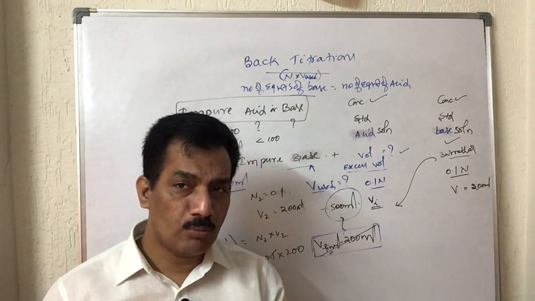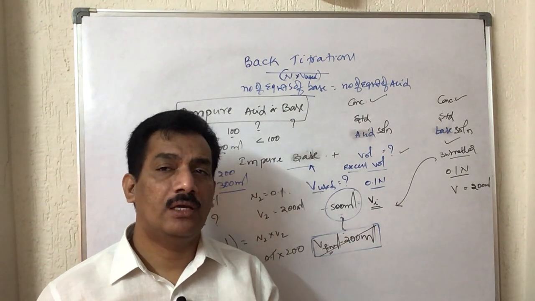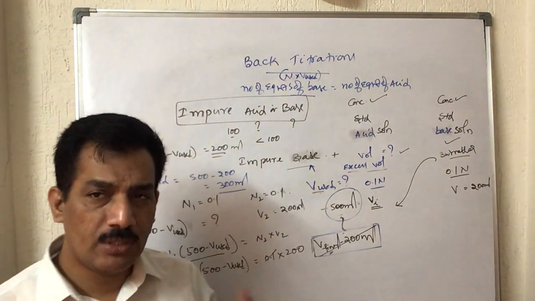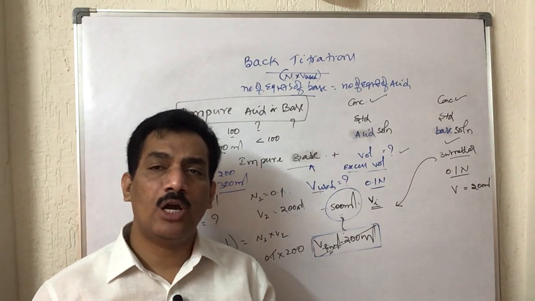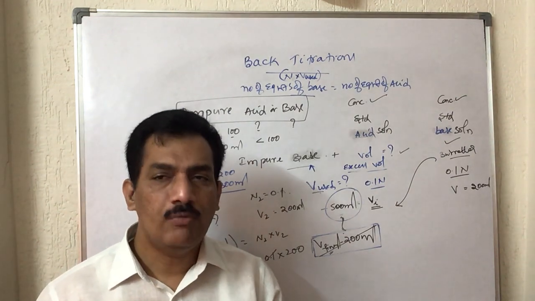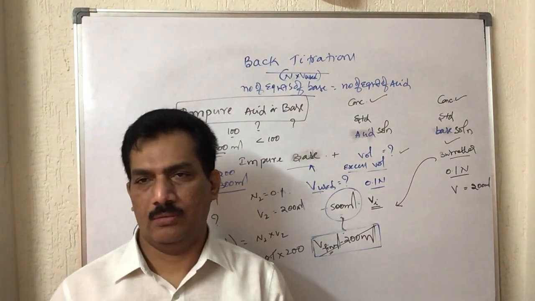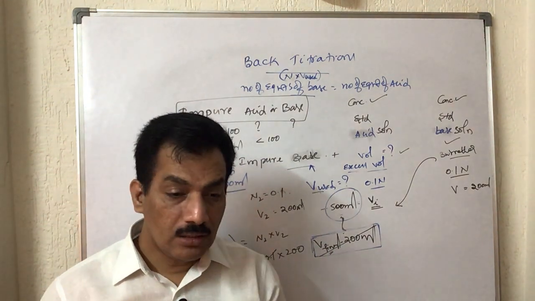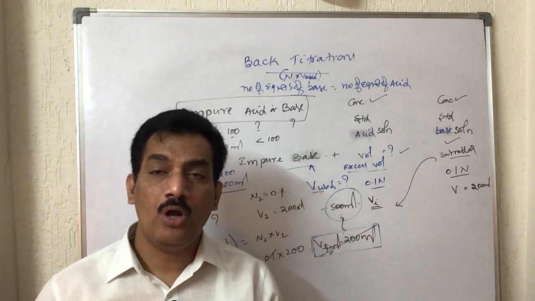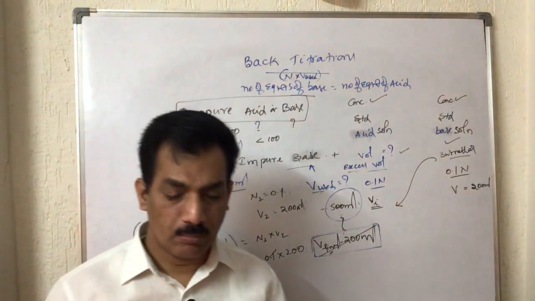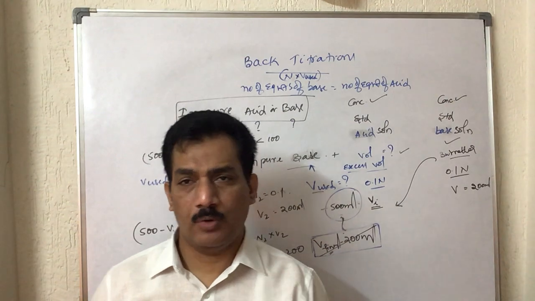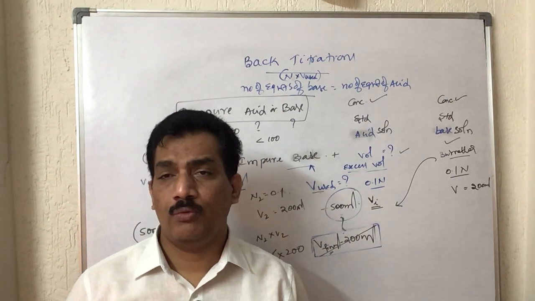If that impure compound is acid, we take an excess amount of standard basic solution. If that impure compound is base, then we take an excess amount of standard acid solution. Clear? When it is taken in excess, we don't know how much is used for the complete neutralization of the given compound. Then how to find it?